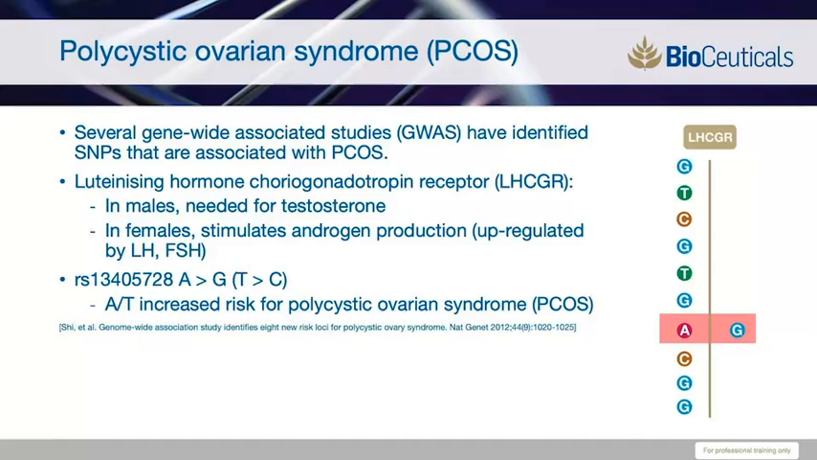The SNP, which is an A to a G, but depending on where you read, sometimes shows it as a T to a C. Remember I said sometimes we look at the opposite strand. So the A to T increases risk for polycystic ovarian syndrome, so PCOS. There's actually a reference that you can look at there if you're interested in that.